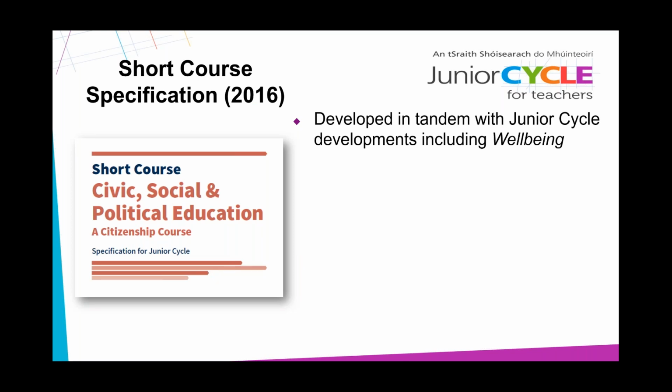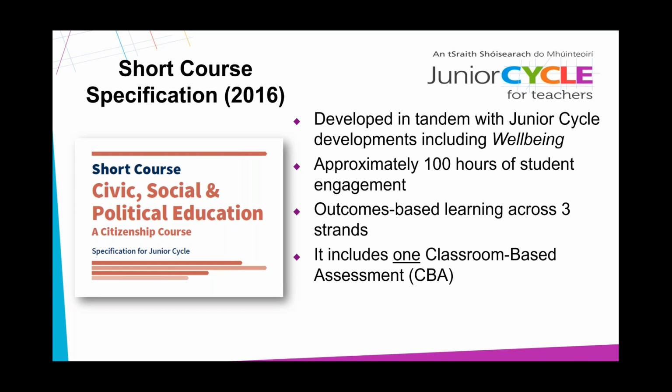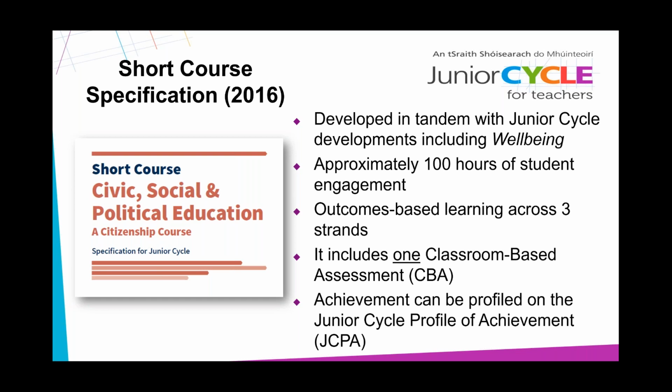This specification was developed in tandem with junior cycle developments, including the wellbeing area of learning, which Olive has talked you through. It is designed for approximately 100 hours of student engagement. It is written in a learning outcomes format, like all of the new specifications that are being produced by the NCCA, and there are 3 strands with 37 learning outcomes across those strands in the new short course specification. In terms of assessment, it includes 1 classroom-based assessment, an action record, which is both a formative and a summative task. An achievement in relation to the short course can be profiled on the junior cycle profile of achievement.